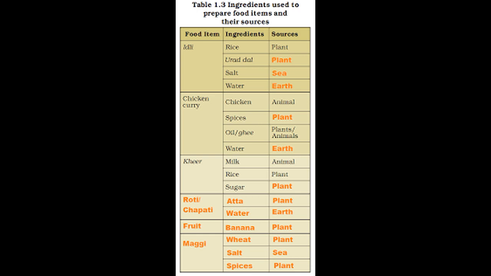So here is the answer. I put on the answer. So liver, urad dal came from plant, salt comes from sea, water, earth.